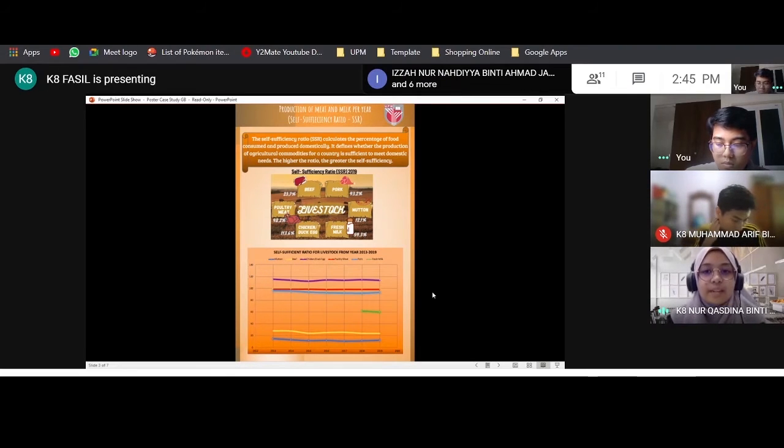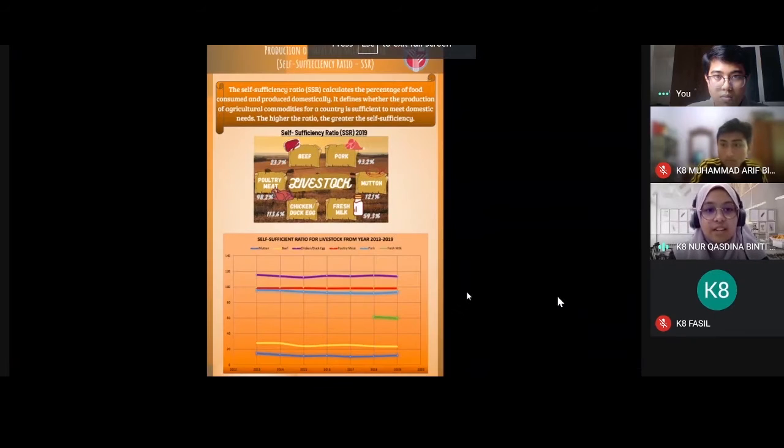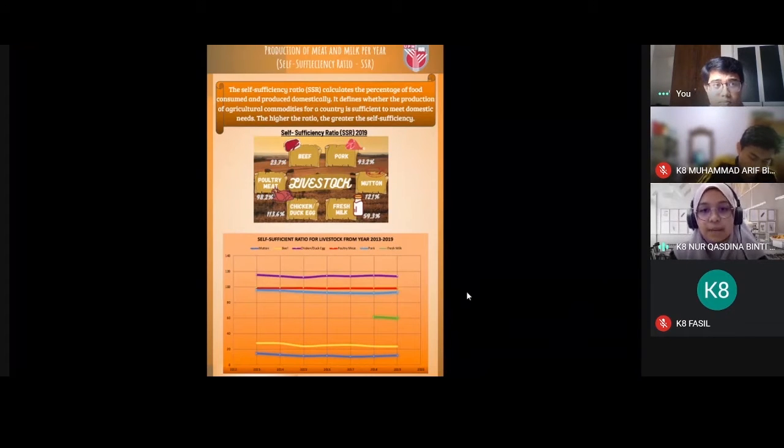Now we will start with the first subtopic, which is the production of meat and milk per year using the self-sufficiency ratio, SSR. What is SSR? The self-sufficiency ratio calculates the percentage of food consumed and produced domestically. It defines whether the production of agricultural commodities for a country is sufficient to meet the domestic needs. The higher the ratio, the greater the self-sufficiency.